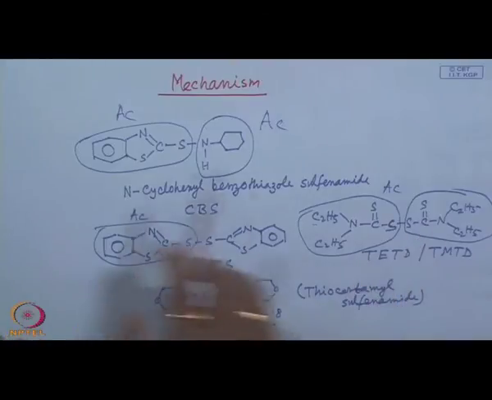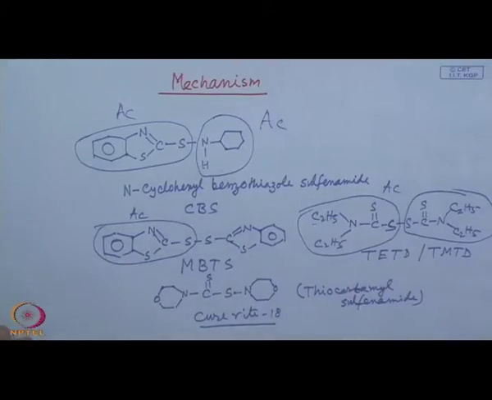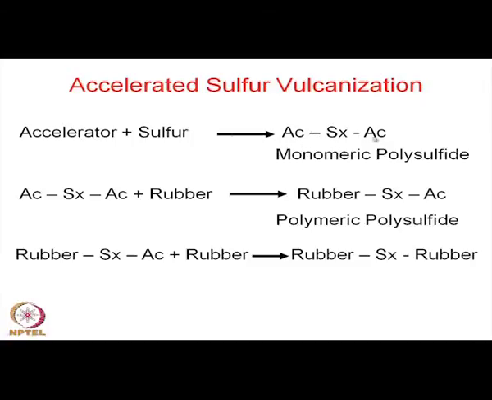So, this AC accelerator reacts with sulfur forming ACSXAC, which is known as monomeric polysulfide. This monomeric polysulfide reacts with the rubber molecule, and this sulfurated accelerator complex is attached to the rubber, forming a polymeric polysulfide. And when this polymeric polysulfide containing the sulfur and accelerator fragment interacts with rubber, that forms a cross link bond SX, rubber to rubber.